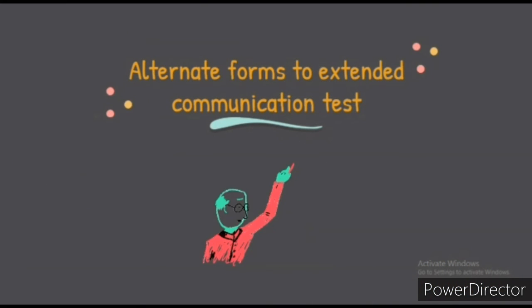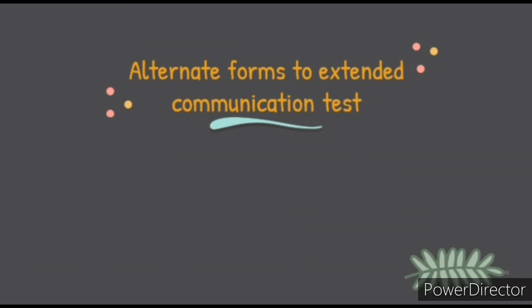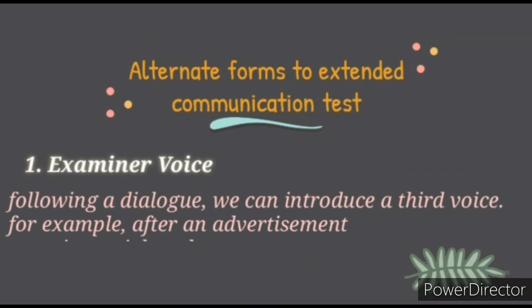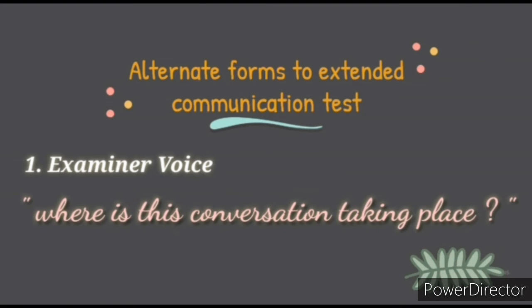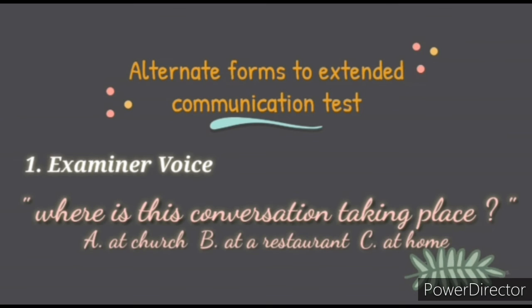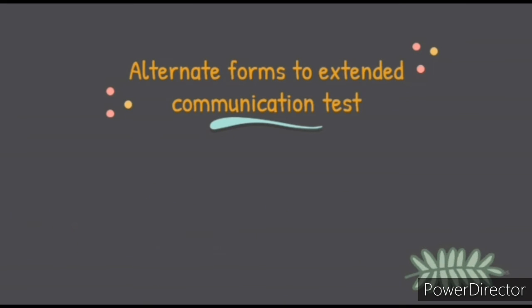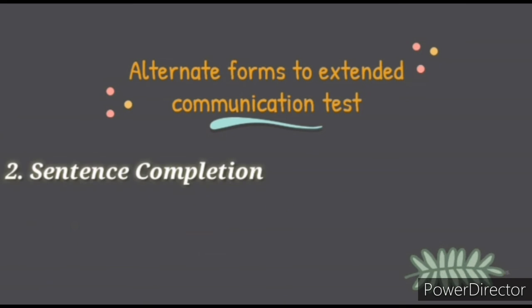We have alternate forms of extended communication tests. The first is examiner voice. Following a dialogue, we can introduce a third voice. For example, after an advertisement, the examiner might ask, "Where is this conversation taking place?" The student will then read: A. At a church, B. At a restaurant, C. At home.